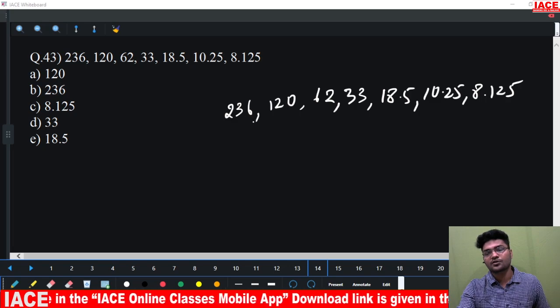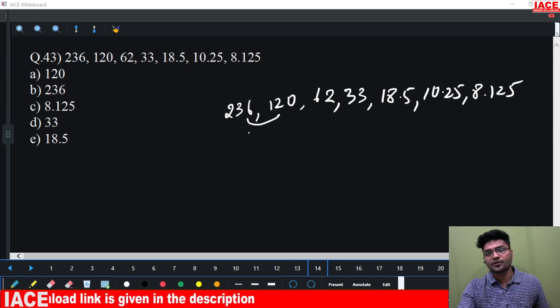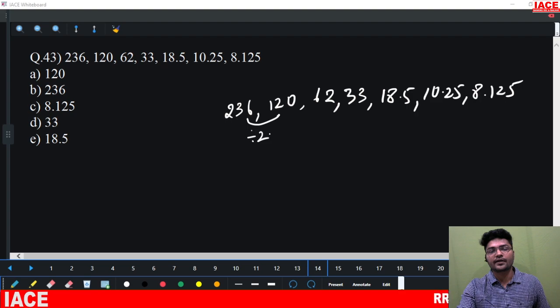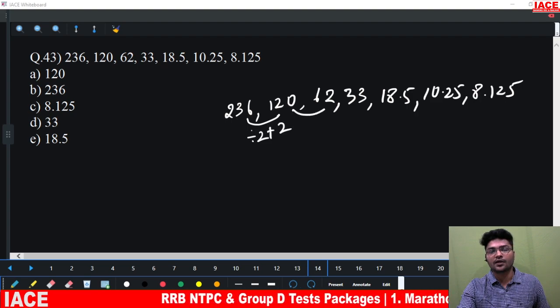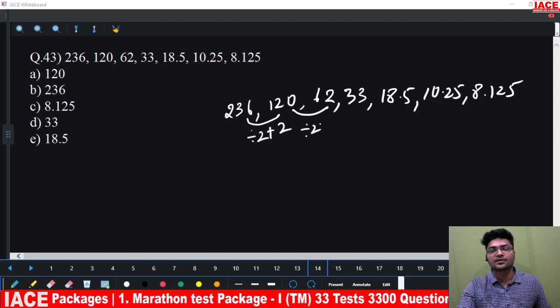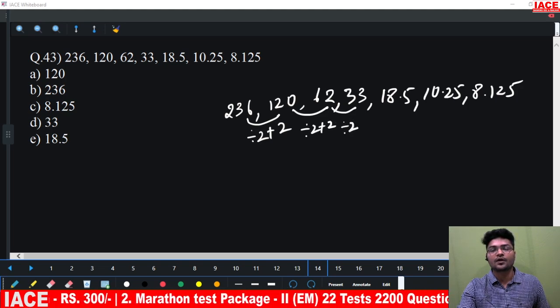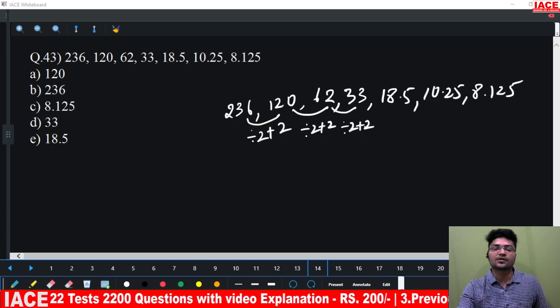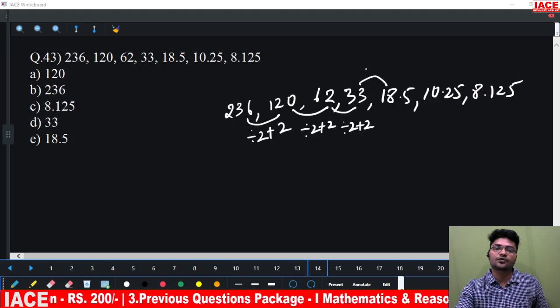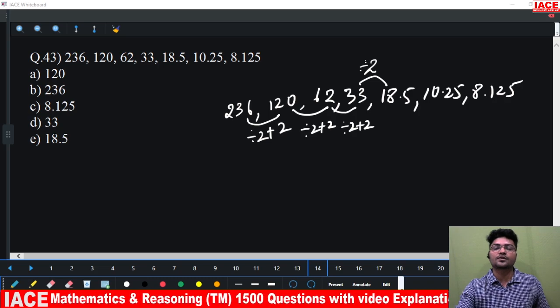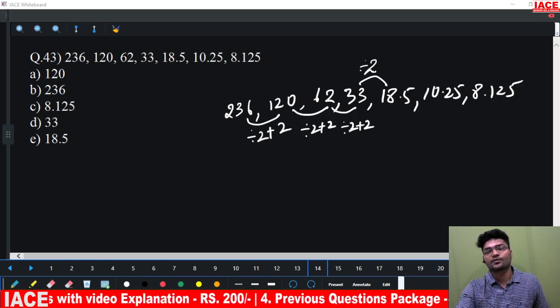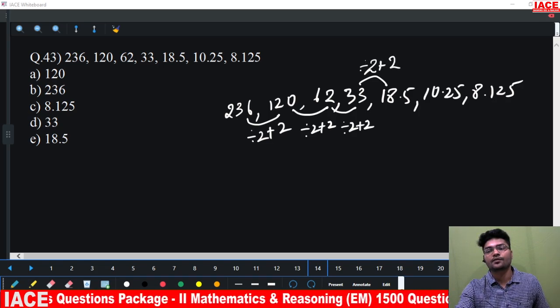Why? Because this is almost like half. If I divide this by 2, I'll get 118, plus 2 will give me 120. Again, if I divide this by 2, I'll get 60, plus 2 will give me 62. Again, if I divide by 2, I'll get 31, plus 2 will give me 33. If I divide this by 2, how much will I get? 33 by 2, 16.5, plus 2 will give me 18.5.